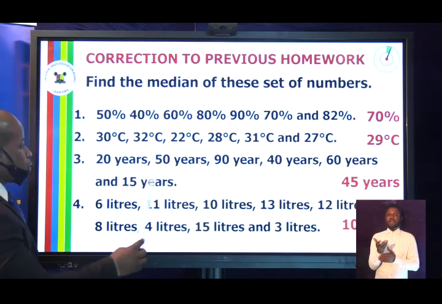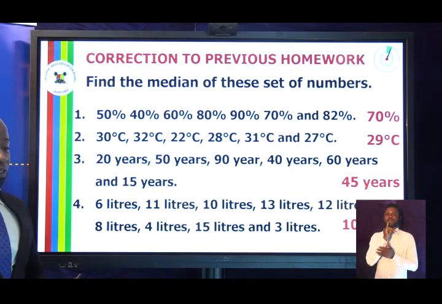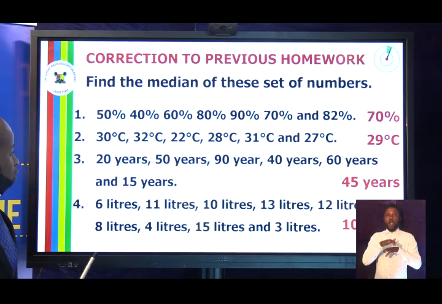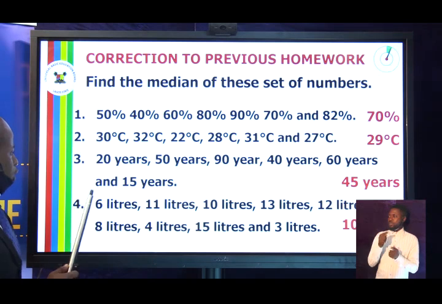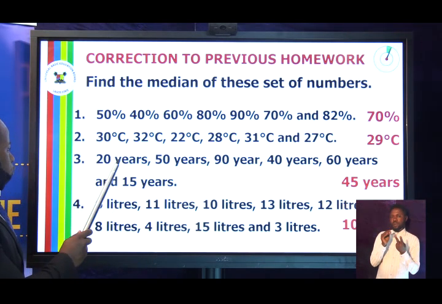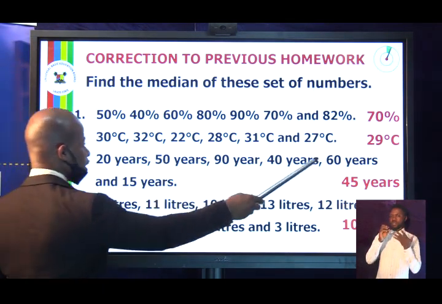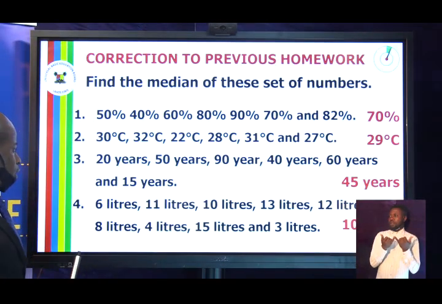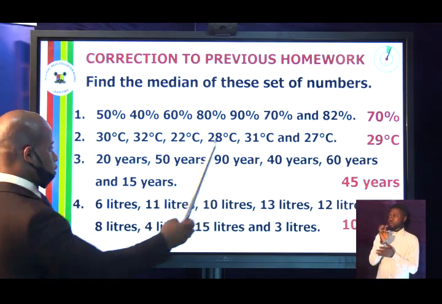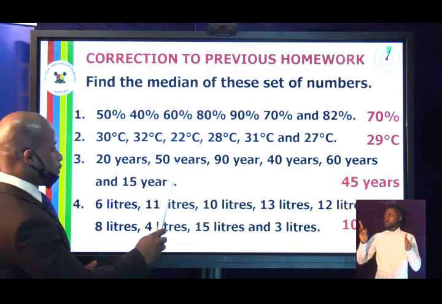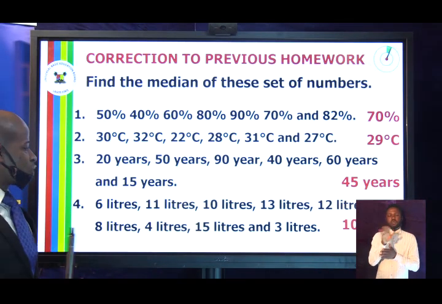Now, all these ages, by the time you do it the way that we have been doing it, you'll find that the median is 45 years. 45 years is not on the list, which means that we have divided two numbers. Let's see which two numbers they are. The lowest age here is 15, followed by 20, followed by 40, followed by 50, followed by 60, and followed by 90. Now, the middle numbers are 15, 20, 40 on one side, then you have 50, 60, 90 on the other side. So between 40 and 50, you have 45. That is your median, my friend.